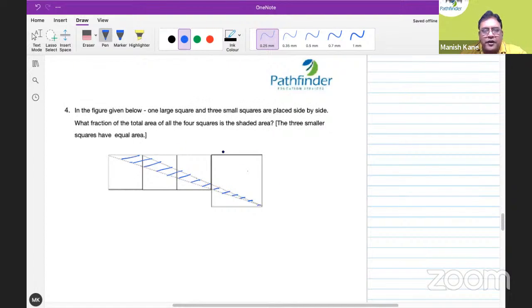So what is the fraction of shaded area over the area of the total square? If shaded area is X and area of all the 4 squares is Y, you have to calculate X upon Y. What fraction of the total area of 4 squares? Y is the total area of squares. No other information is given. The only information that you have is all the 3 smaller squares are equal in size. So you have 3 minutes to solve this question. Let us see how many of you can approach this.